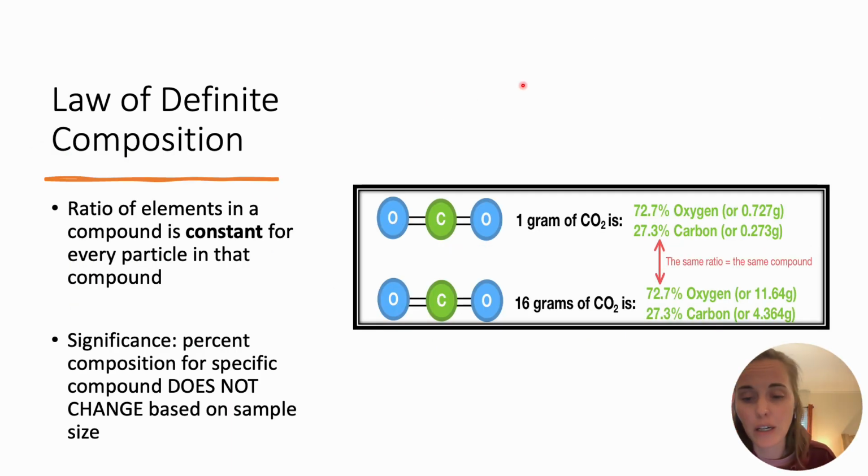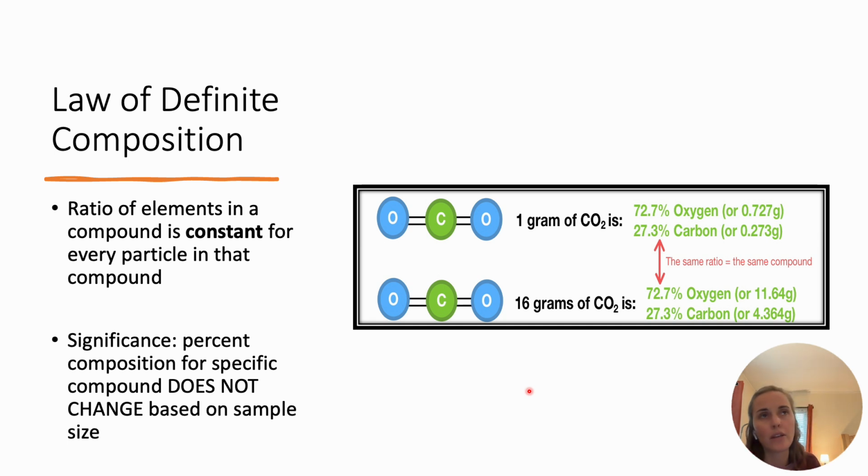So your law of definite composition, I think, is actually a pretty cool law. What it's saying is the ratio of elements in a compound is constant for every particle in that compound. So if you have 1 gram of CO2 and you have 16 grams of CO2, the percent composition of how much oxygen is in 1 gram of CO2 versus how much oxygen is in 16 grams of CO2 literally doesn't change.